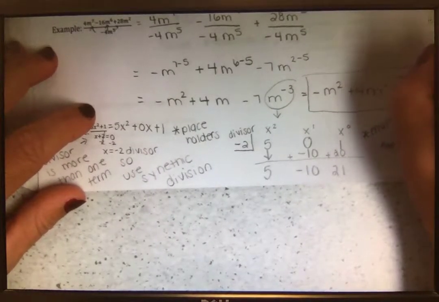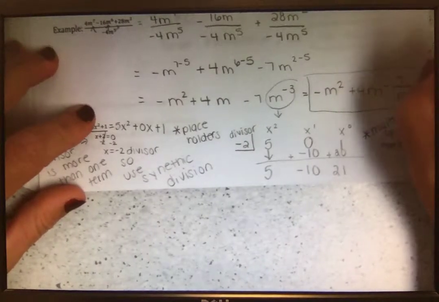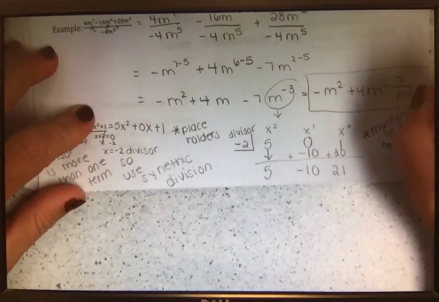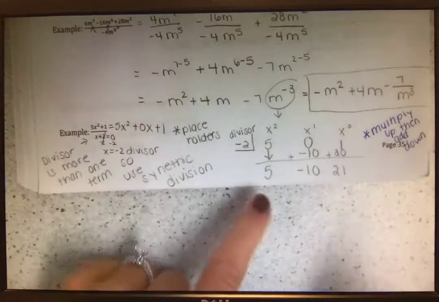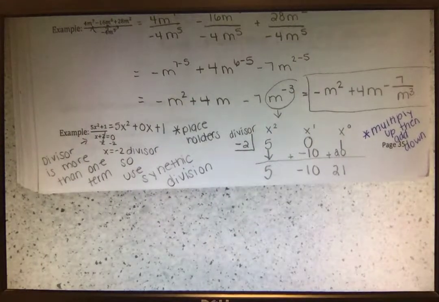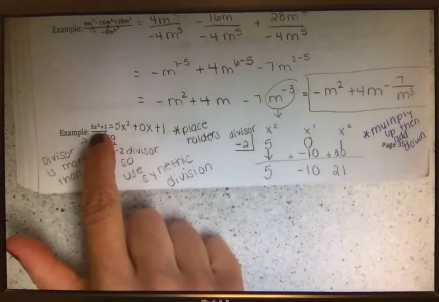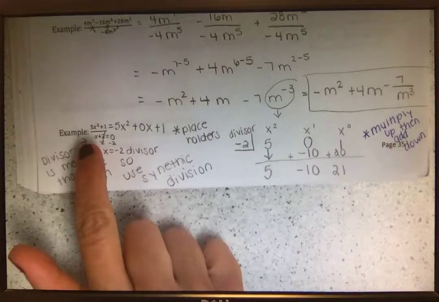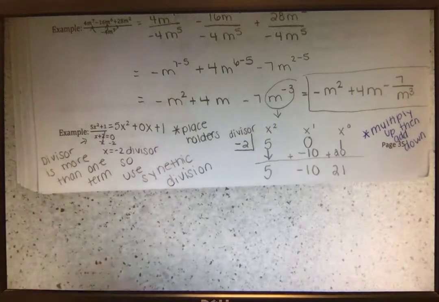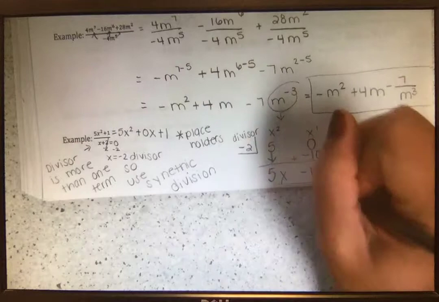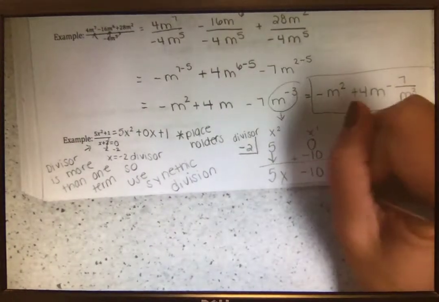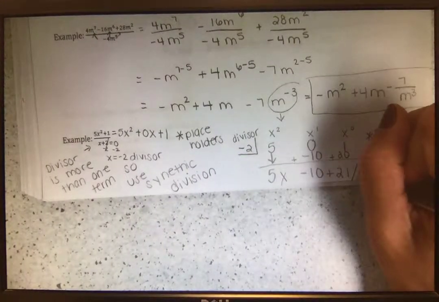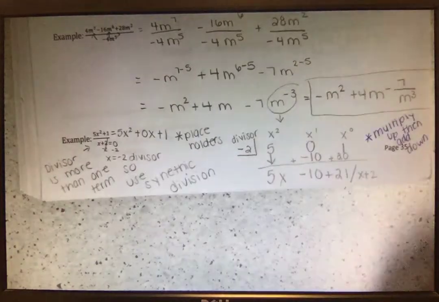So we're going to multiply up, then add down. So we're left with 5, -10, and 21. Putting our variables back in. So remember, we started off with an x squared term, and then we're dividing by an x, or taking away an x. So we're just left with x to the first power. So 5x to the first power minus 10, that'll be x to the 0 power, plus our remainder, which is written over our divisor of x plus 2.